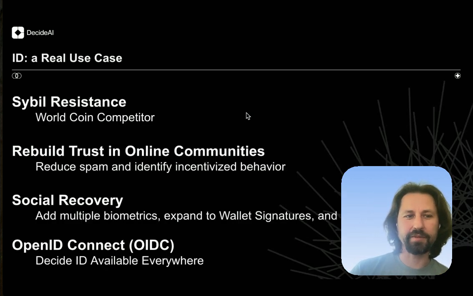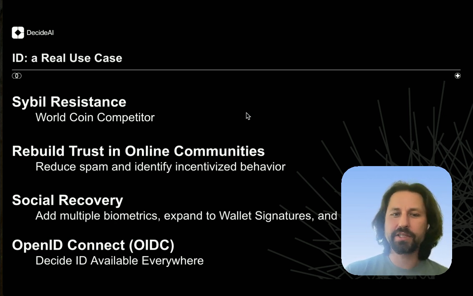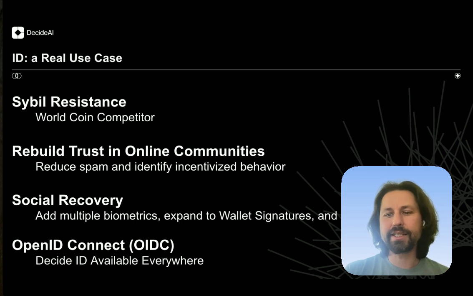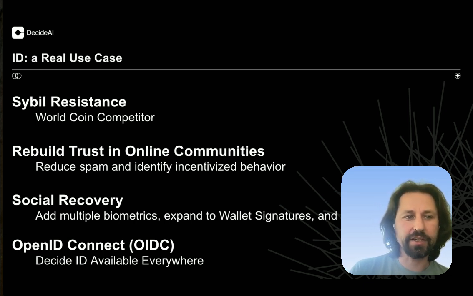So that's pretty awesome. And so the use case: we all know that Sybil resistance is really important in the Web3 community. And Decide ID is going to set itself up as a Worldcoin competitor. And the real use case of ID expands beyond Web3, right? So we're trying to rebuild trust in online communities. And so integrating ID can allow us to rebuild trust in our digital world.